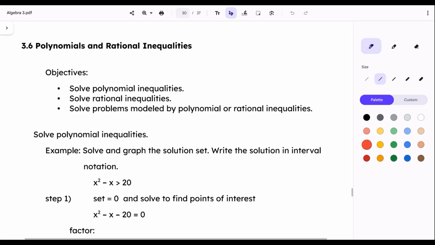Okay, for our next section, we're going to be talking about polynomial and rational inequalities, but instead of dealing with equations, we're going to be talking about inequalities. What's an inequality? Do you guys remember? An inequality would be like less than or greater than, less than or equal to, or greater than or equal to, something like that, right?